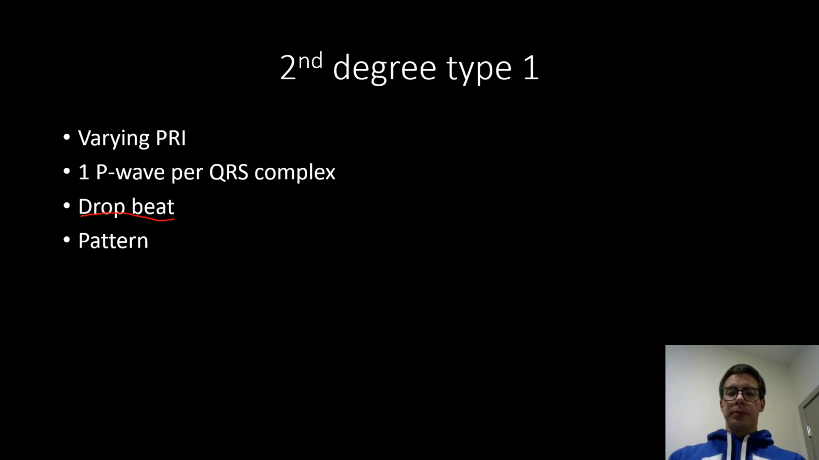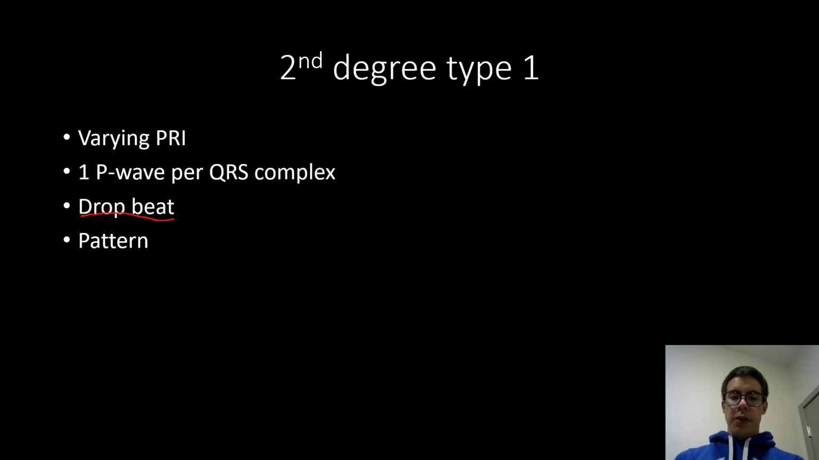So what it does is it'll start out really close to the QRS, and then it'll slowly start to get longer and longer and longer. Then eventually you'll have that drop beat where there'll be a P wave, but no QRS after it. And then once that happens, it'll start over with that pattern.